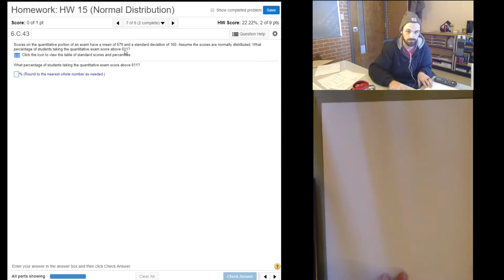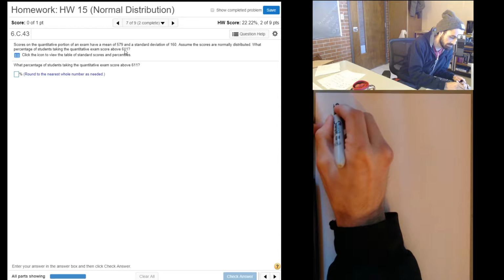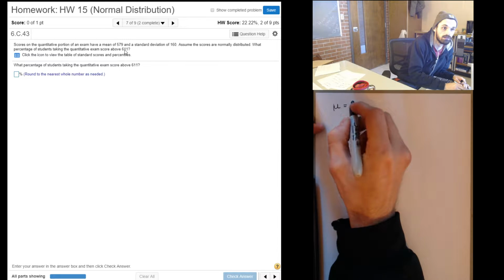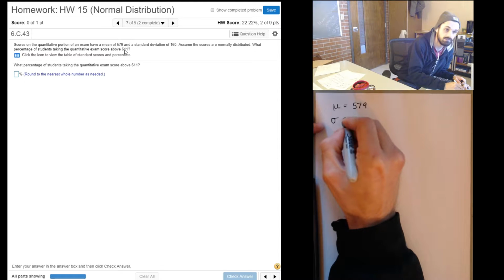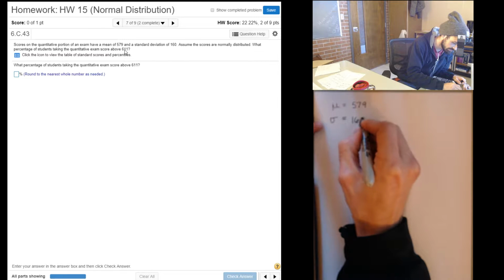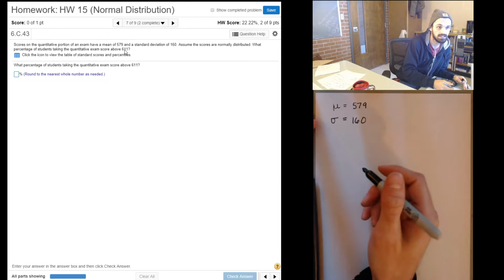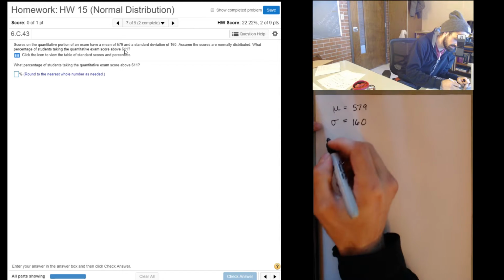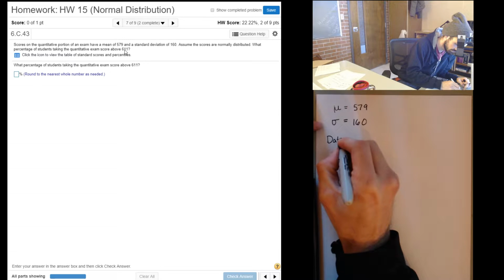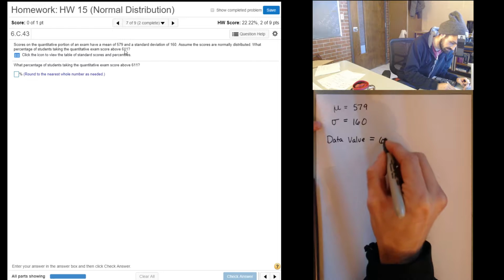All right. So let's write down our given information. We have an average of 579. We have a standard deviation of 160. And we are after the percentile, or we're after what percentage of students scored above a 611. So the data value that's given is the 611.